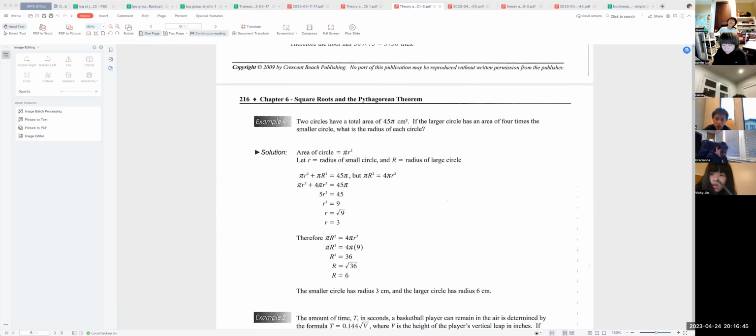Okay, now let's look at the next question. Two circles have a total area of 45 pi centimeter square. If the larger circle has an area of 4 times the smaller circle, what is the radius of each circle? In order to do that, we have one and another one, right? So this is the larger one, this is the smaller one. In order to calculate the area of the circle, the most important thing is to find out the radius, okay?